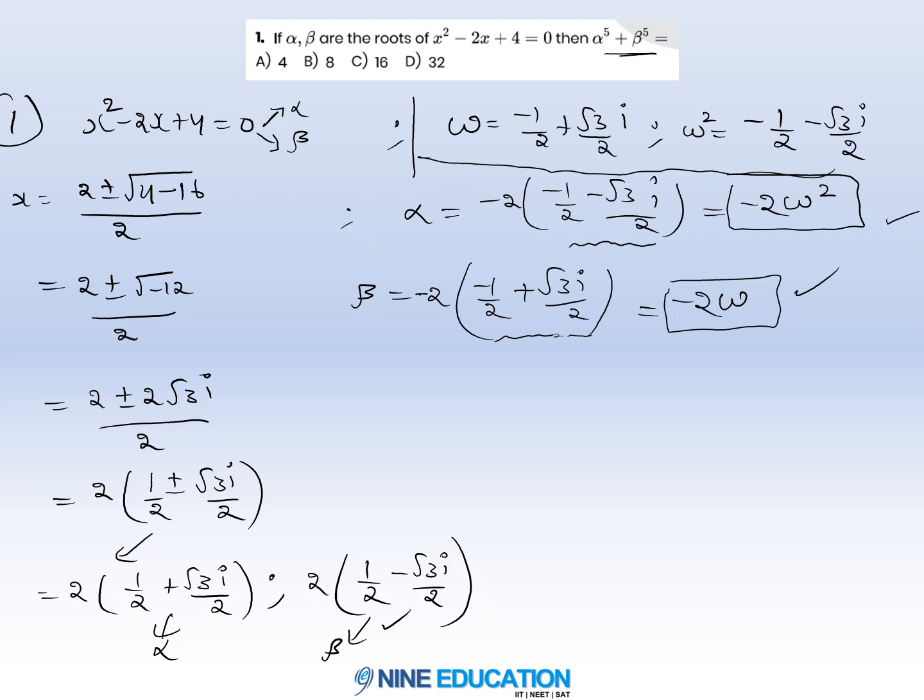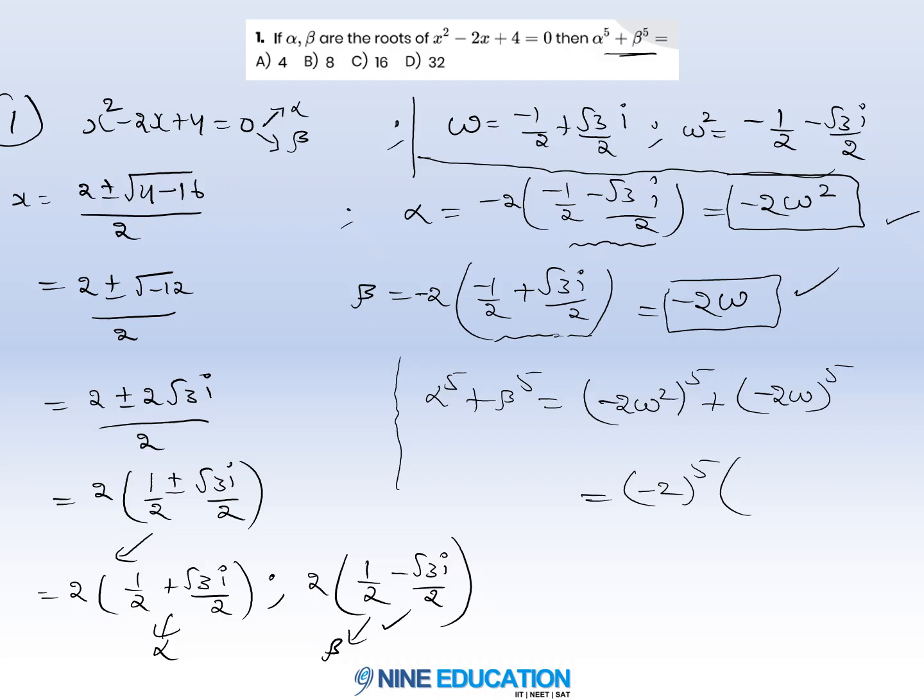Now we need to find alpha power 5 plus beta power 5. So let's substitute these alpha and beta values. Alpha is minus 2 omega square whole power 5 plus beta is minus 2 omega whole power 5. We can take minus 2 power 5 common. Omega square whole power 5 is omega power 10, and omega power 5 here. So minus 2 power 5, omega power 10. 10 is nothing but a 3n plus 1 multiple, which is omega power 5. 5 is a 3n plus 2 multiple, which can be written as omega square.